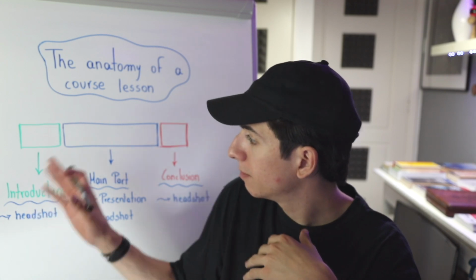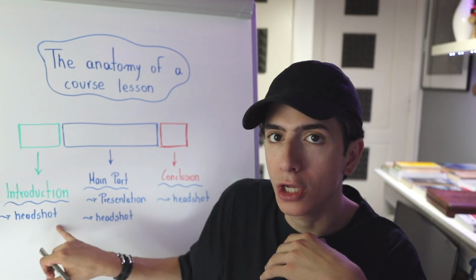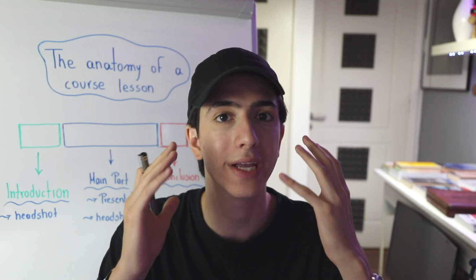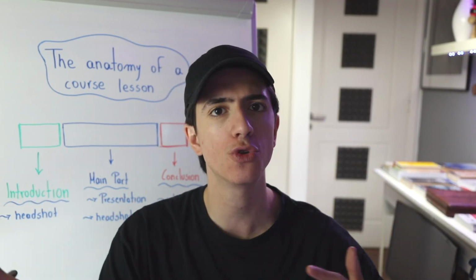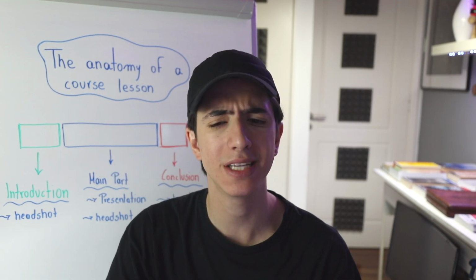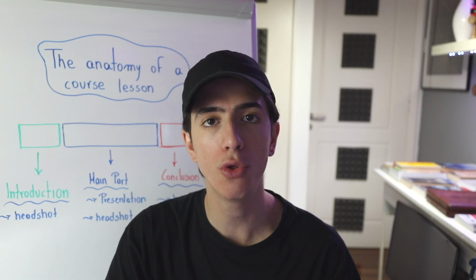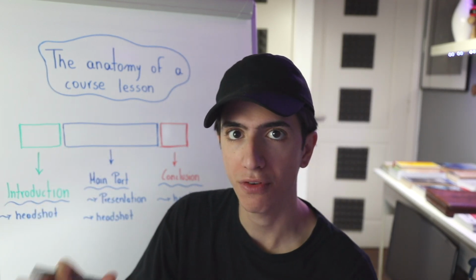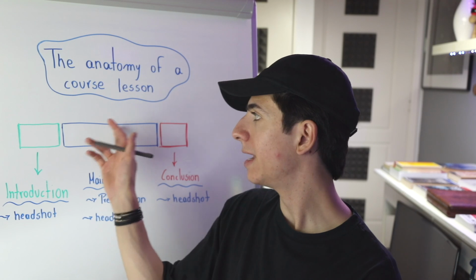So, for example, it's usually a headshot, so you directly talking to a camera. This is a talking headshot, in which you say, hey, welcome to the lesson. In this lesson, we're going to be doing A, B, C, D. Very simple, very basic, doesn't need to be sophisticated. You just go through what's going to be happening in this lesson. Once you outline what's going to be happening in the introductory part of the lesson, then we move to the main part of the lesson.